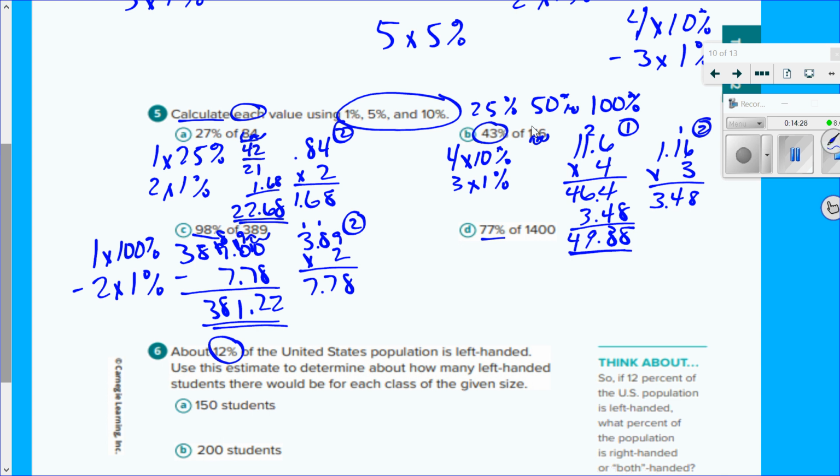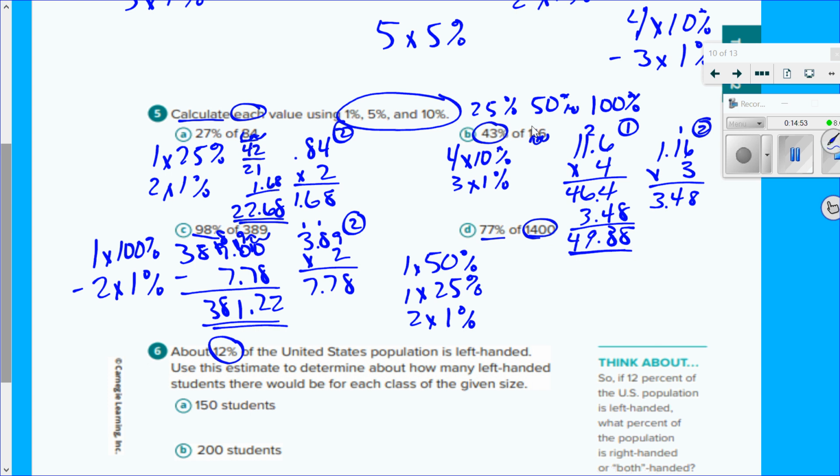That's fine. And our last one, 77%. So here, I would probably do, especially because they gave us actually a good number to do percents like this on, a 50, 25, and 2 1s. So that'll get me to 77%, right?